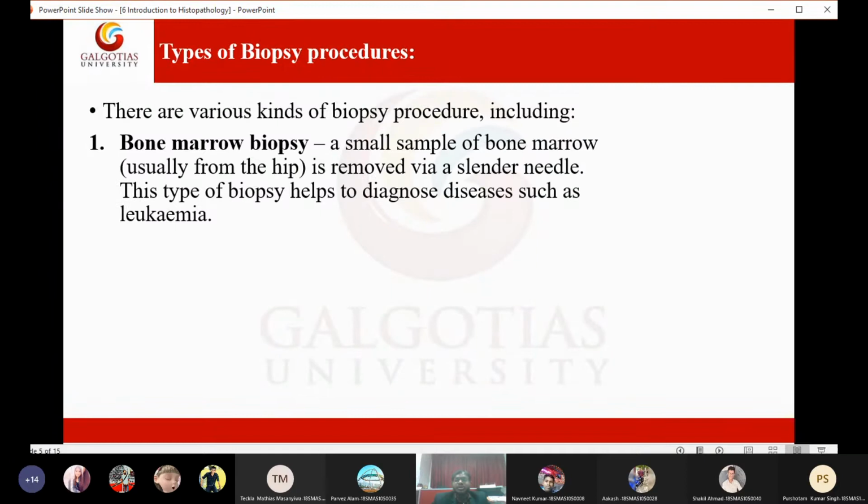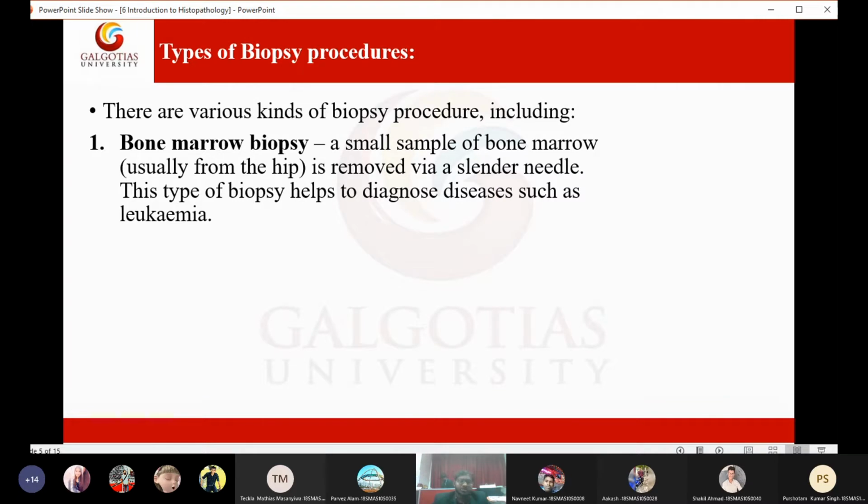Biopsies. How will you get the sample in histopathology? Mostly we get the samples as biopsy specimens. We have several types of biopsies. Biopsy means tissue taken from the living body, whether it is a patient or a normal person; if there is any small abnormality, you can take it. You can see the types of biopsies and how we can collect the sample.